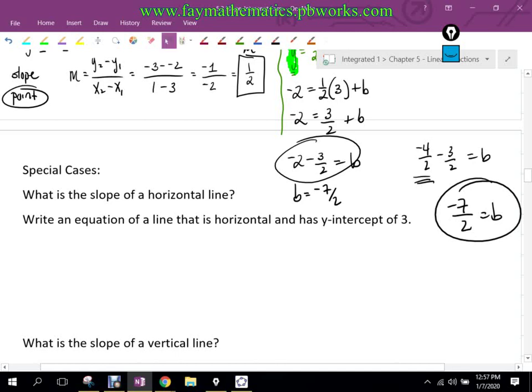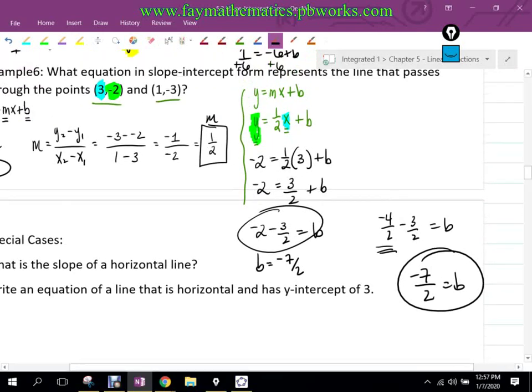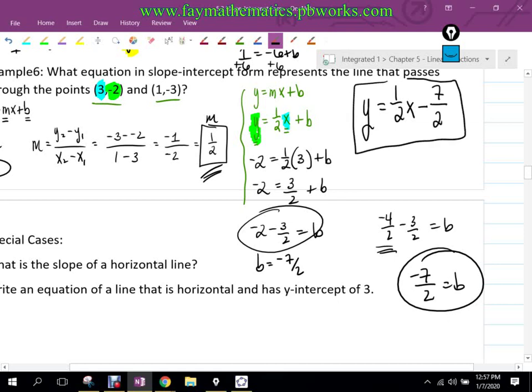But now that I've got b, and I have m from what we found earlier, can I rewrite y equals m times x plus your b, so plus a negative number is the same thing as subtracting, right? So I'm just going to write -7/2. Okay, now I used 3 comma -2 as my x and my y. You could have used 1 and -3 as your x and y, and you would still find b to be -7/2. It's still going to work out.